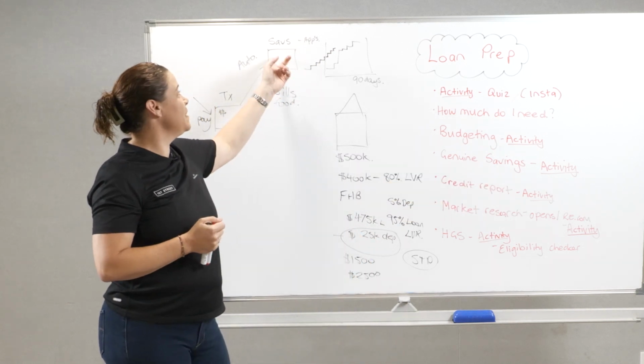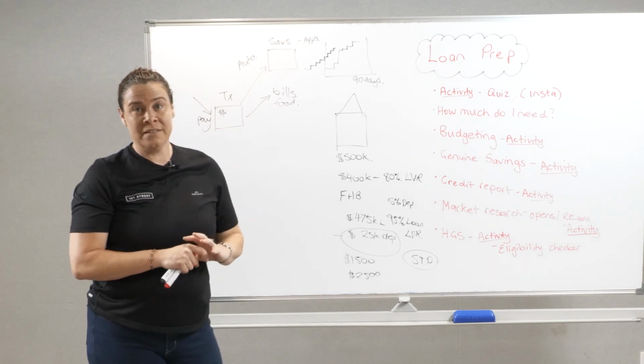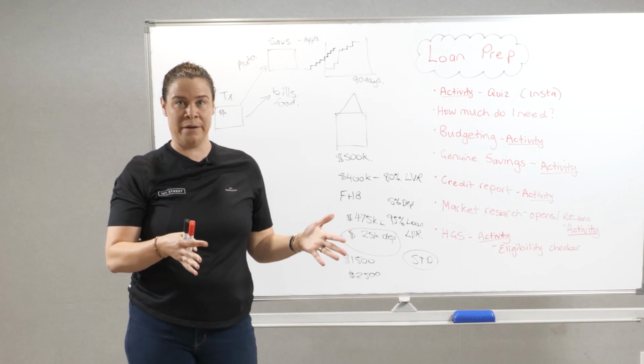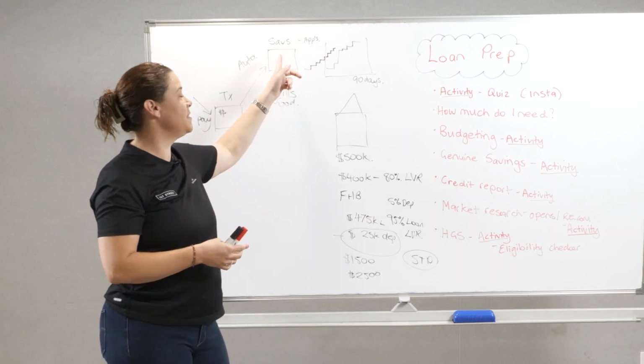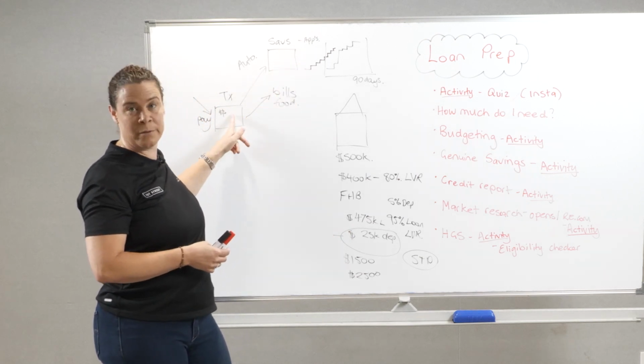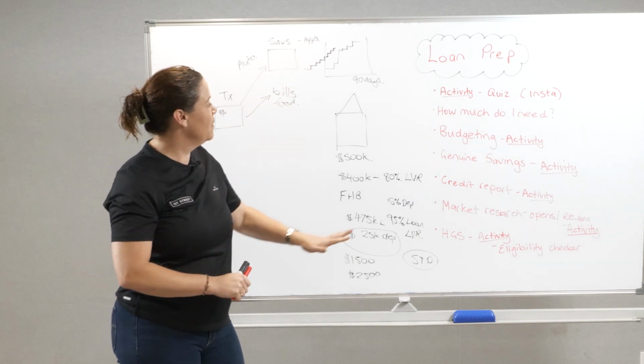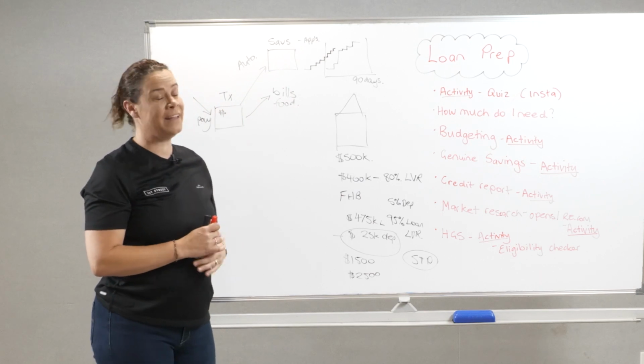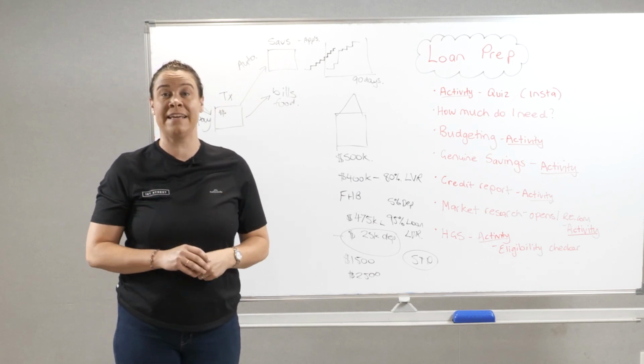A high interest savings account is a good option. A term deposit, sometimes you can't get your money back if you need it, so you're locked in for a period of time. So often just a high interest savings account separate to this, where you've got all your bills coming out, is what we want to set up. So that's that activity. Now, your credit report is really important to the lenders because it shows your credit character.